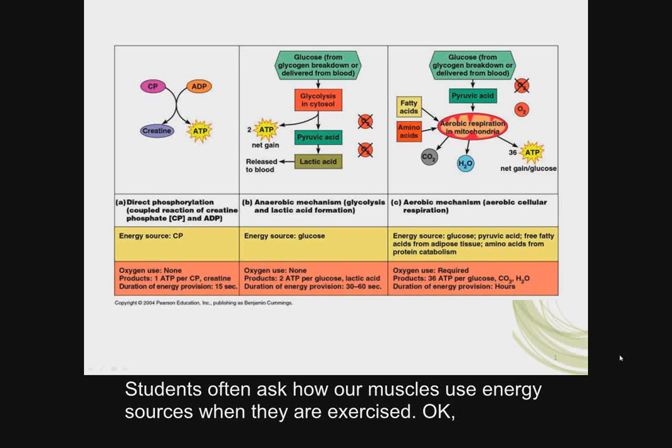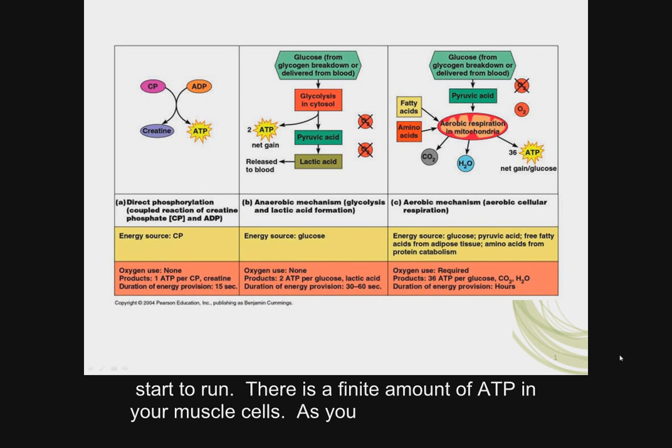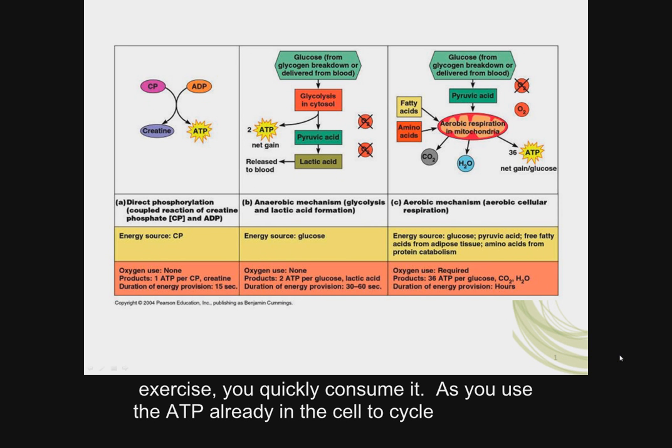Students often ask how our muscles use energy sources when they are exercised. Let's play. Let's say you have just stepped onto the treadmill at the gym. You start to run. There is a finite amount of ATP in your muscle cells. As you exercise, you quickly consume it.